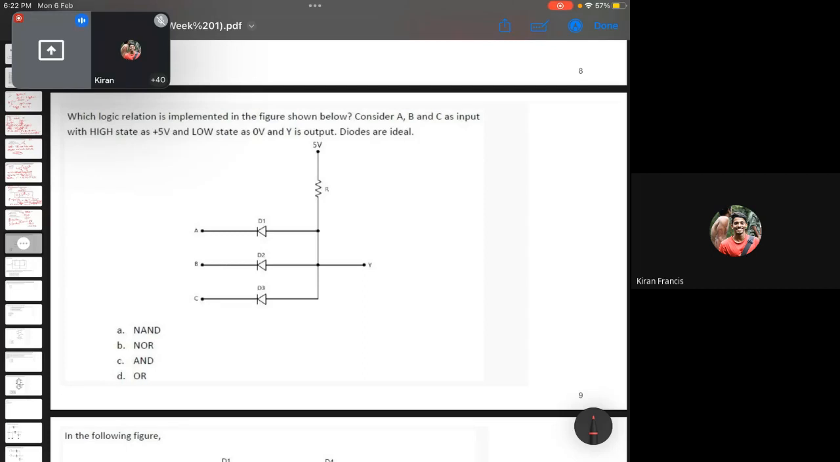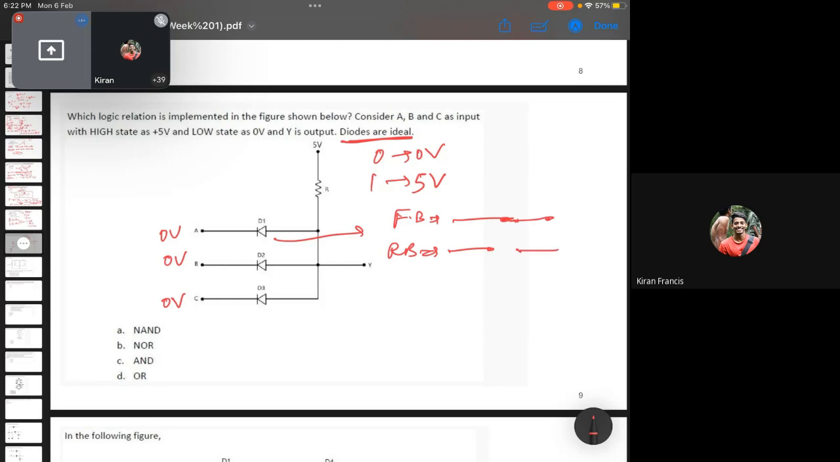So let's suppose we have a 0 at 0 volt and we have a 1 at 5 volt. And suppose we are taking initially all the voltage as 0. Here it is mentioned the diodes are ideal, which means if I talk about D1, if it is forward biased, then it will act as a pure short circuit. There will be no resistance or no voltage drop across it. And if I reverse bias this diode, it will act as an open circuit.